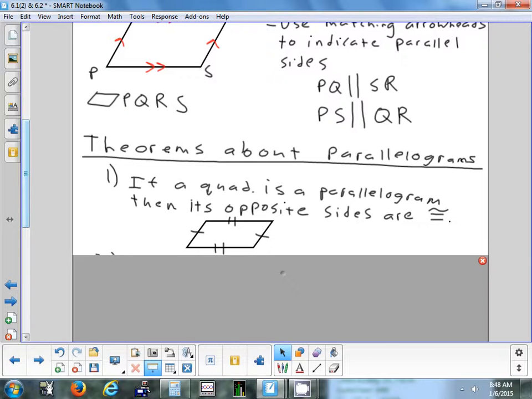Okay, here's one theorem. If a quadrilateral is a parallelogram, then the opposite sides are congruent. That is not part of the definition. The definition of a parallelogram just says that the opposite sides are parallel. But if that happens, a theorem says that the opposite sides are also congruent. All these theorems are going to be on page 330, so if you want to take them down or just look in your book for them, that's fine too.